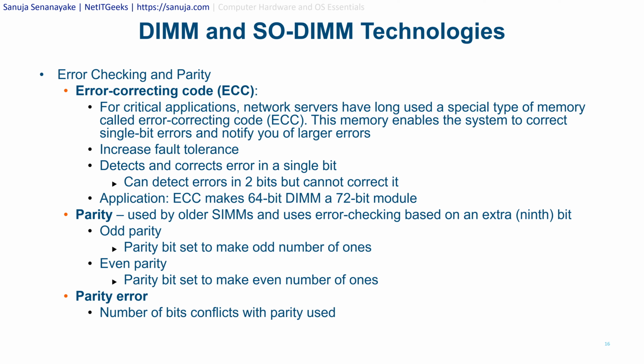Parity is used by older SIMMs and uses error checking based on an extra 9th bit. Odd parity, for example, is a parity bit set to make an odd number of ones, and even parity is a parity bit that makes an even number of ones. A parity error occurs when the number of bits conflicts with the parity in use. But keep in mind that parity is an older technology, with older SIMMs that you most likely are not going to come across in 2022.